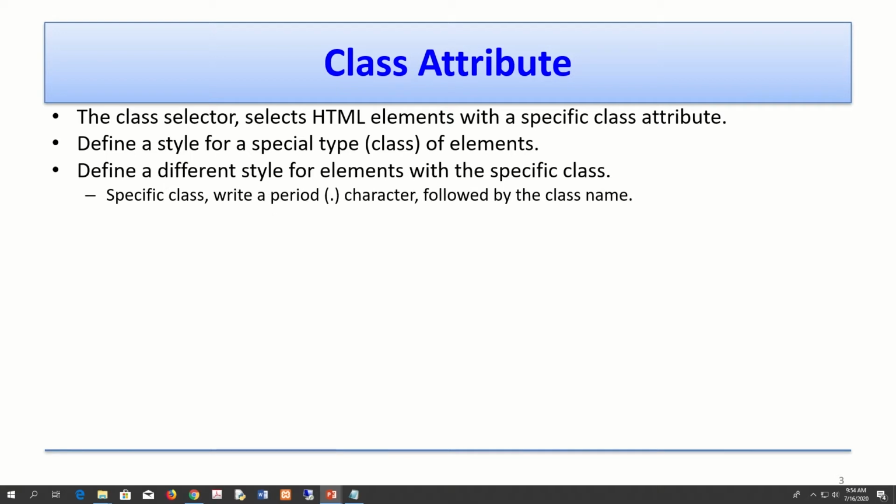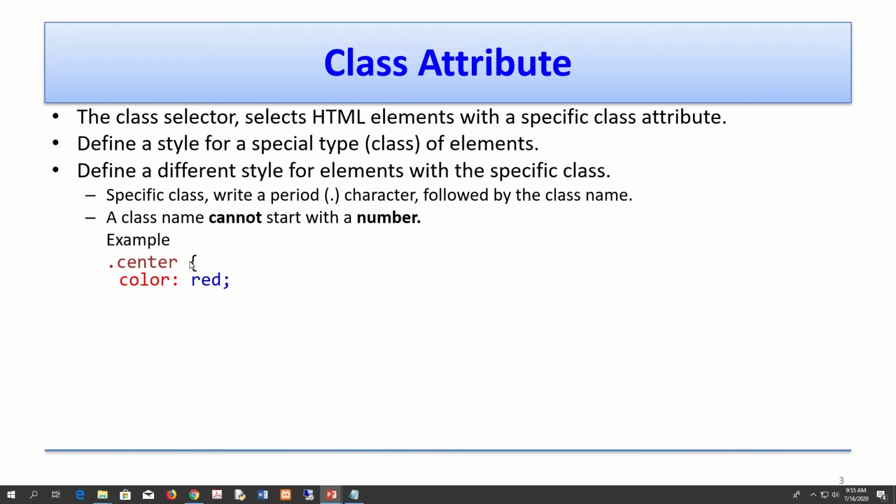So a specific class can be written using the period character, which we call the dot symbol, followed by the class name. An ID attribute starts from the hash symbol followed by the ID name. The class name cannot start with a number. For example, a class always starts from the dot symbol, an ID starts from the hash symbol, then dot, and then the class name, center.